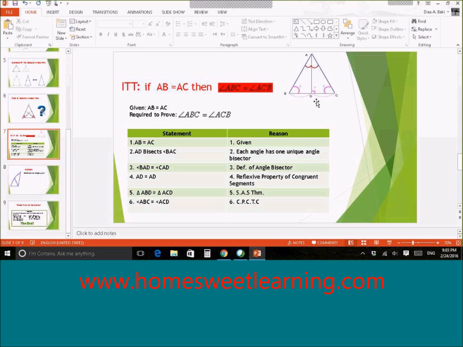So these two triangles are congruent by side, angle, side. As you see, the angle should be included between the two congruent sides so that we can use SAS. Side, angle, side in the first triangle are congruent to side, angle, side in the second triangle. So the two triangles are congruent by SAS.